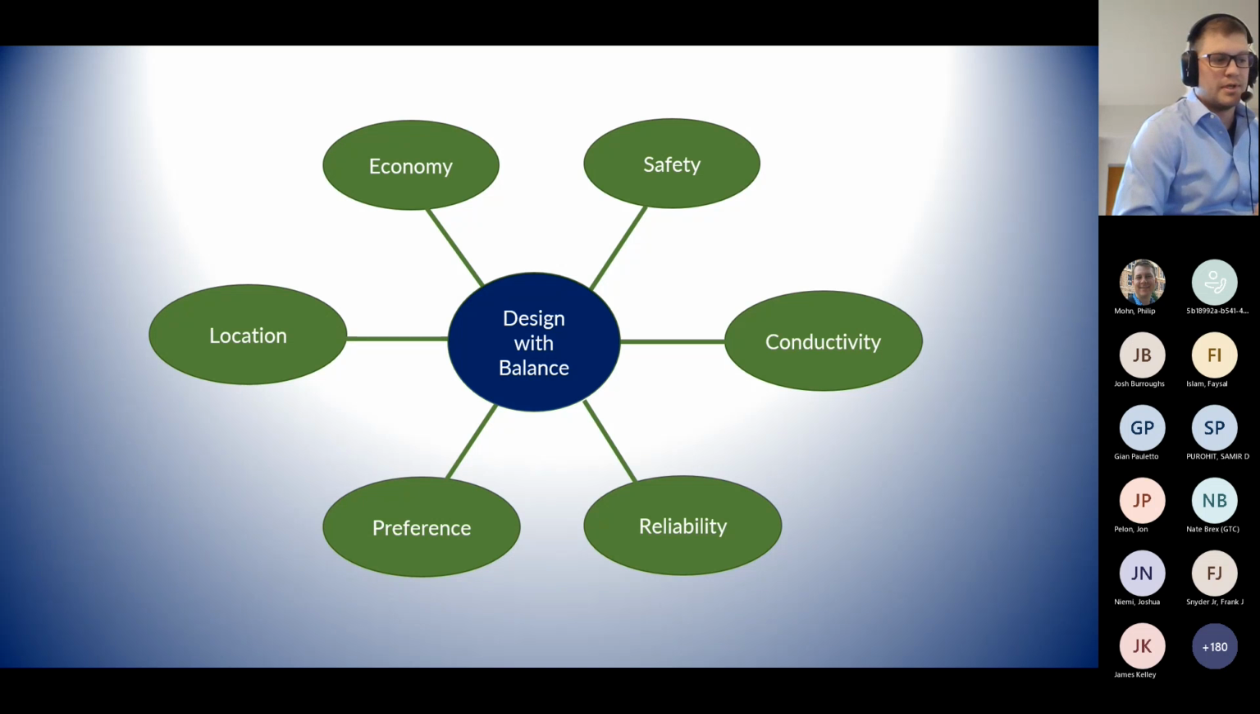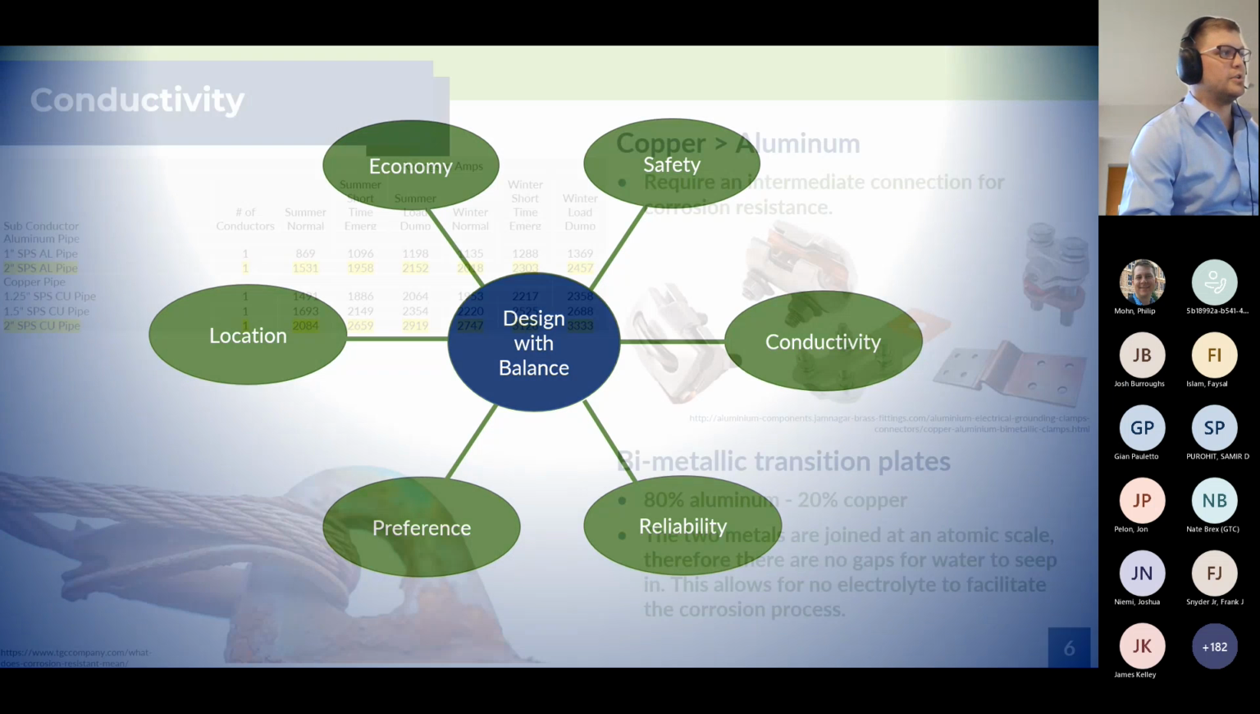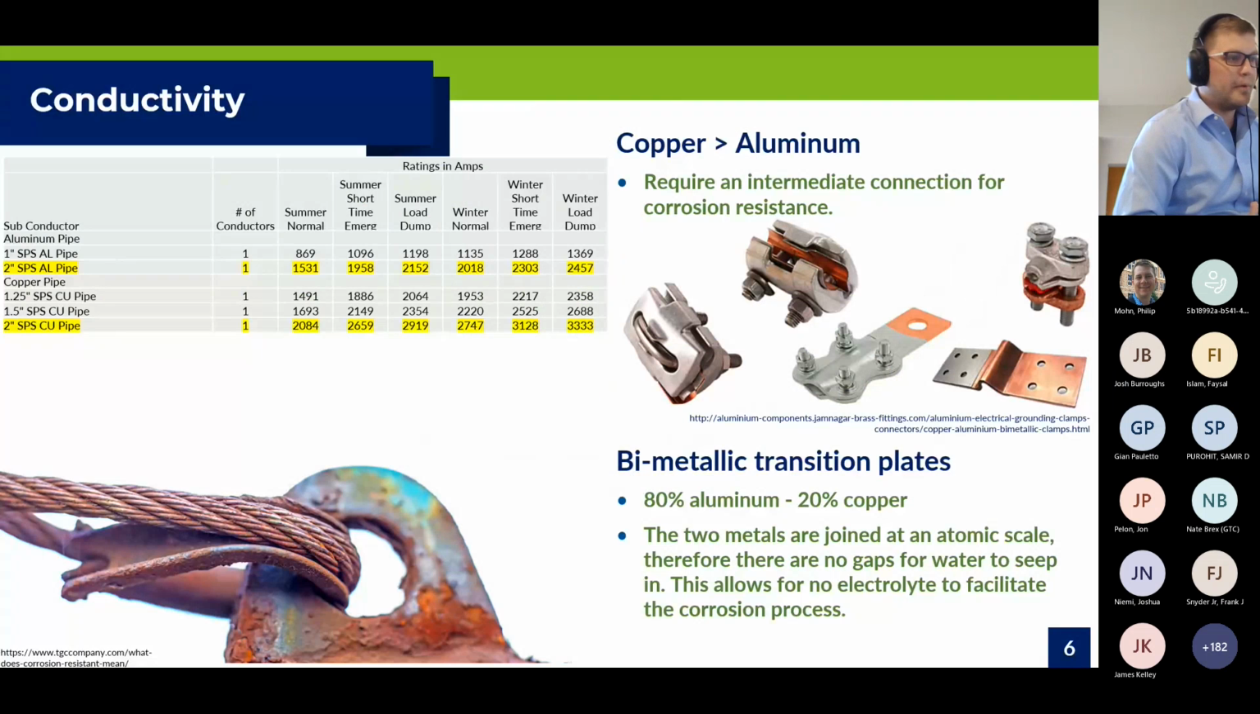And we'll get more into the pros and cons of those types of decisions as we get into the different connectors. But before we go into connector types, one thing I like to go over is a discussion of conductivity. You'll see a lot of times you'll come across copper and aluminum as the two most common conductors in pipe. Copper and aluminum offer different levels of conductivity and require an intermediate connection if you're trying to prevent corrosion.